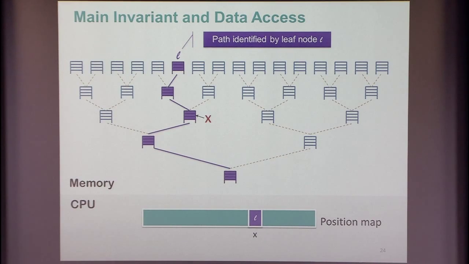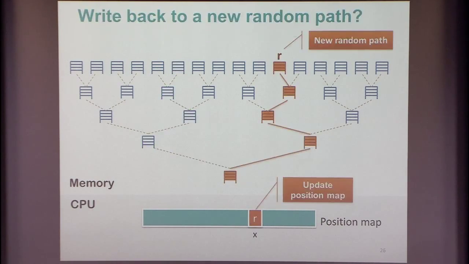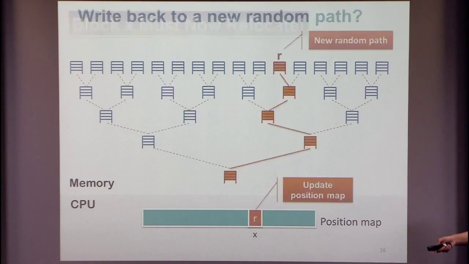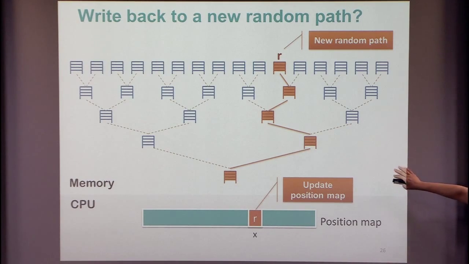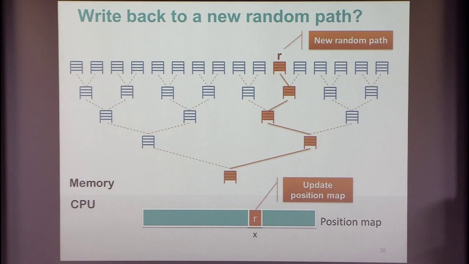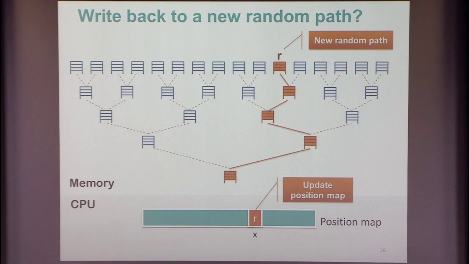The trickier part is, after I read block X, what do I do? Like I said earlier, every time you read a block, it has to immediately relocate. Otherwise, the scheme would not be secure. So now our job is to relocate X. Basically, X can no longer be residing on the purple path. Let us now pick a fresh new path, namely the orange path, and assign block X to the orange path. Obviously, we have to update the position map to reflect this change.